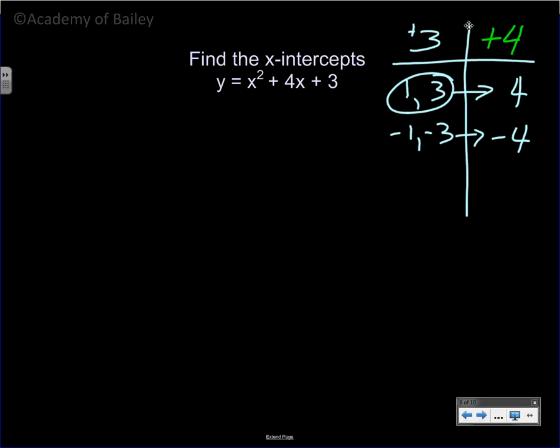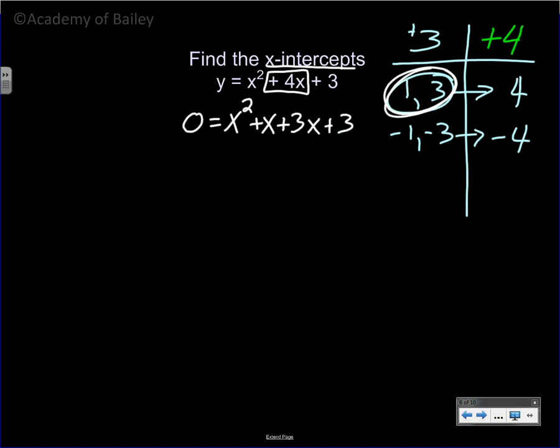So we're going to say find the y-intercept. So if we find the y-intercepts, we know the y value is equal to 0. That's equal to x squared. And now this is where we put our 1 and 3 into play. We say plus 1x plus 3x, because 1x and 3x make 4x. And then we bring down plus 3 here at the end.